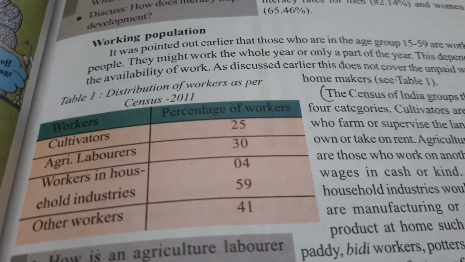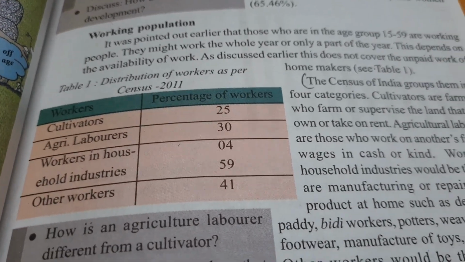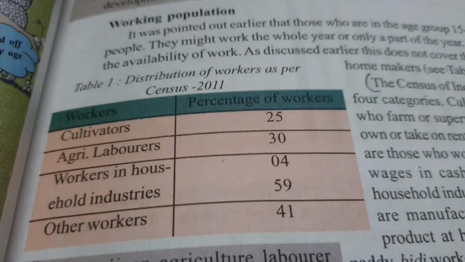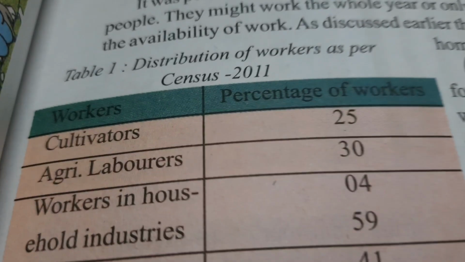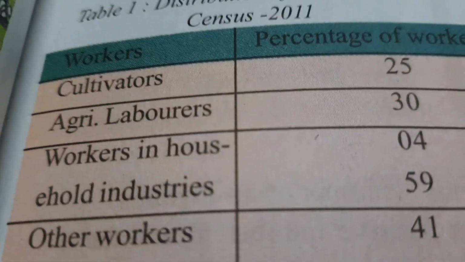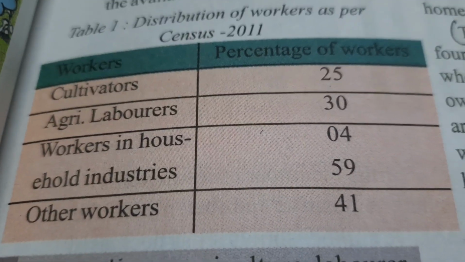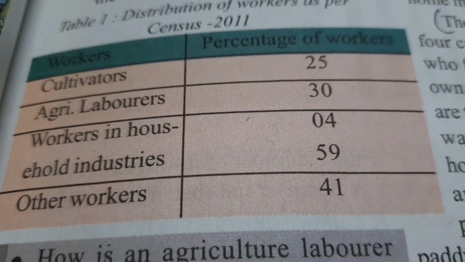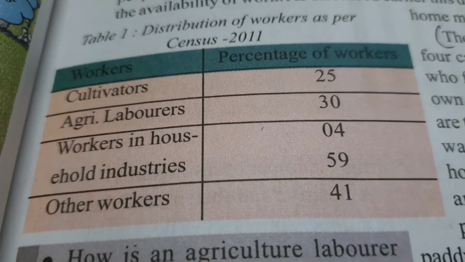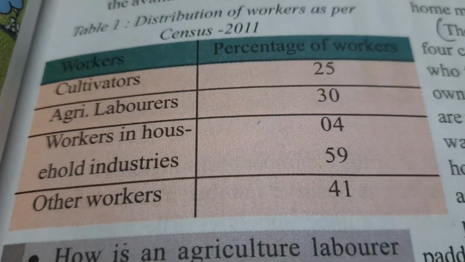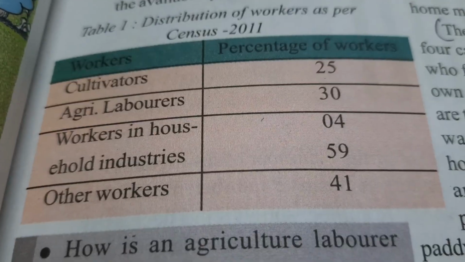These are other workers. Based on the category of their work, they can be divided into 4 categories. We can see, children, the workers. Who are the workers? Cultivators. They are 25% in our society. Agricultural laborers means the farmers who do not own land and only work in the fields of other farmers. They are called agricultural laborers.